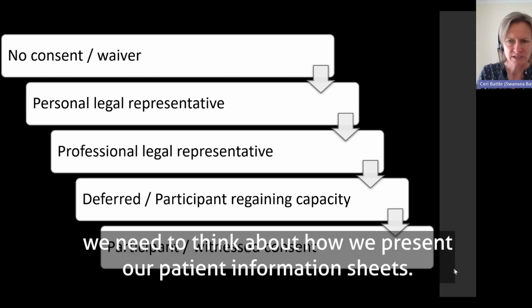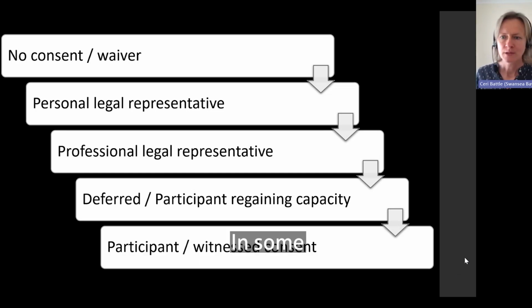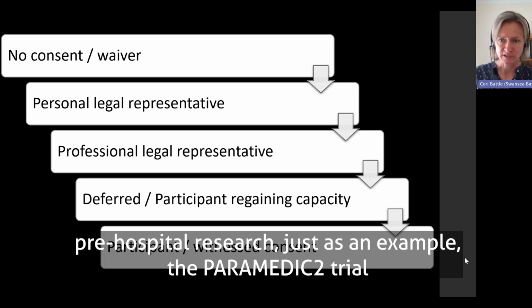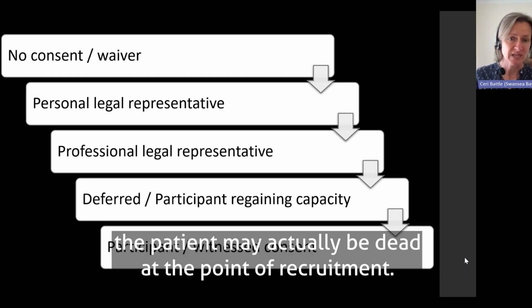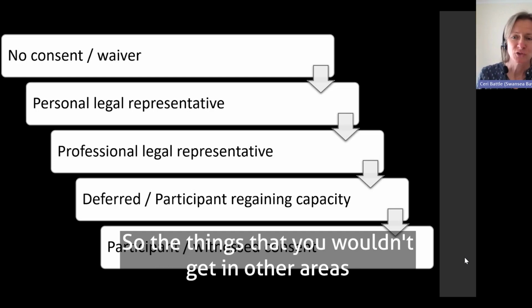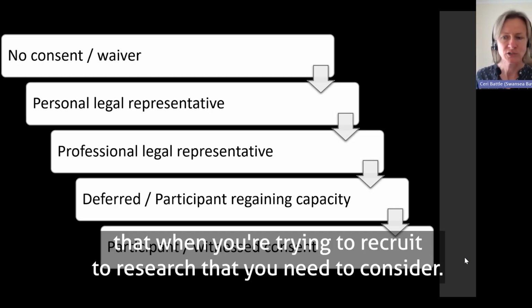So within that, we need to think about how we present our patient information sheets. In some pre-hospital research, just as an example, the Paramedic 2 trial, the patient may actually be dead at the point of recruitment. So there are things that you wouldn't get in other areas that you need to consider when you're trying to recruit to research.